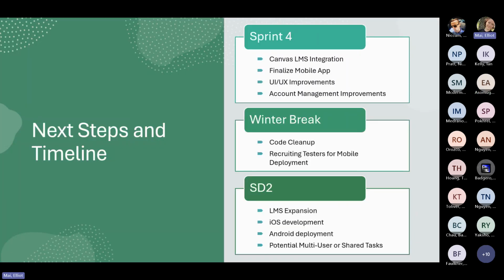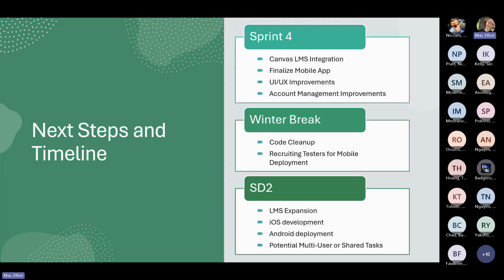Okay, so for our next steps, in Sprint 4 that we're currently in, we are working on implementing our Canvas integration, finalizing the Android mobile app, making some UI UX improvements, and also some account management improvements such as single sign-on. And we will be working a little bit over winter break on things like code cleanup, just to make the code a little bit more readable, and also recruiting testers for mobile deployment, which I'll talk about in the next slide a little bit more.